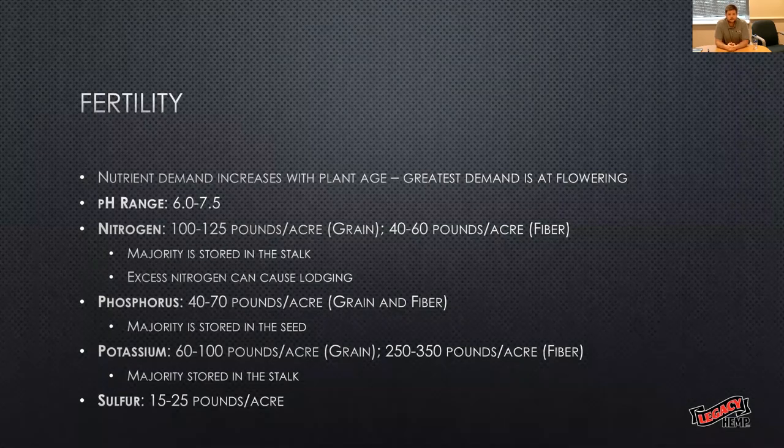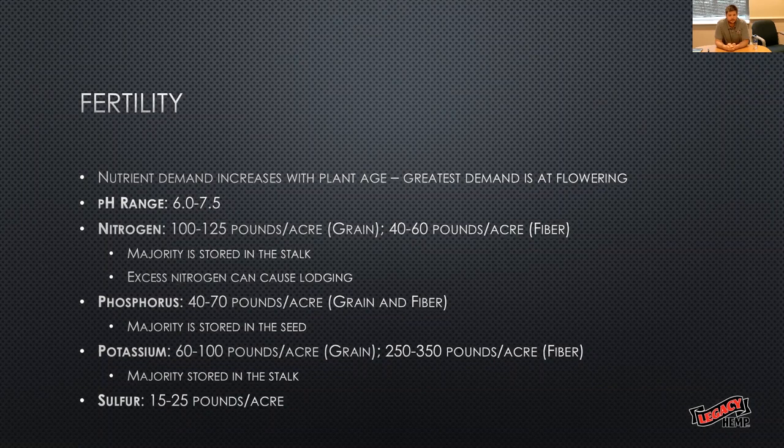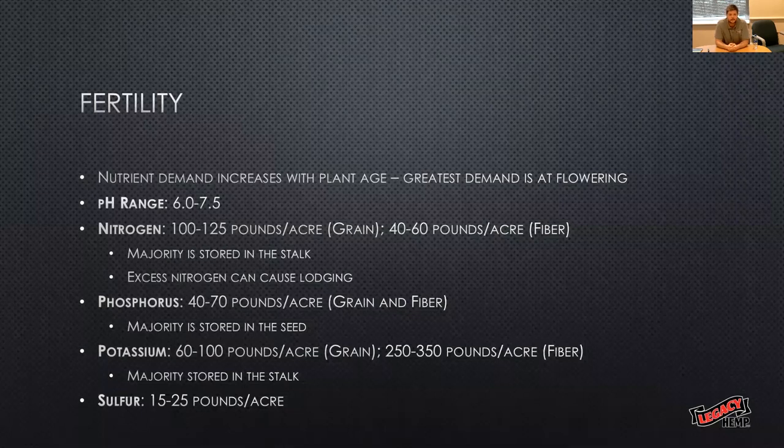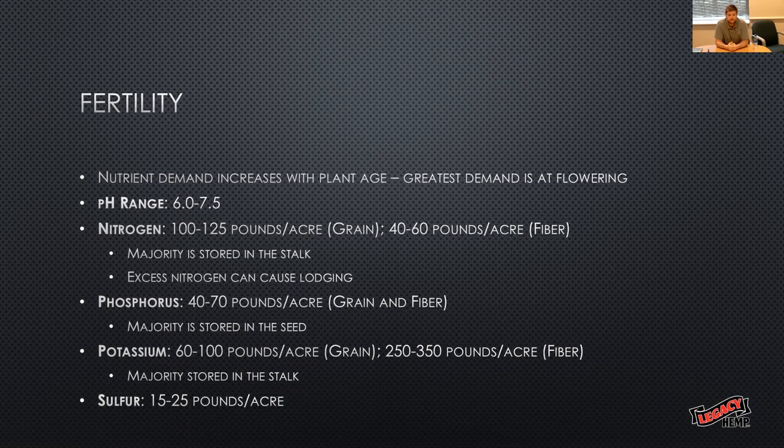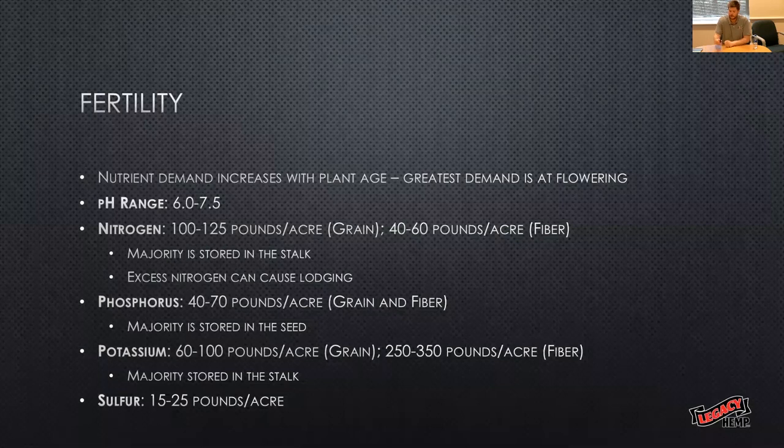Potassium is usually recommended between 60 and 100 pounds per acre for grain, and 250 and 350 pounds per acre for fiber. The reason this is such a large difference between the two is mainly that a vast majority of potassium is stored in the stalks. And with our fiber crops, we are generally twice the height, if not three times the height, of our grain crops. So we have a tremendous amount of potassium need for a taller crop like our fiber crops. Sulfur, generally in this 15 to 25 pounds per acre.